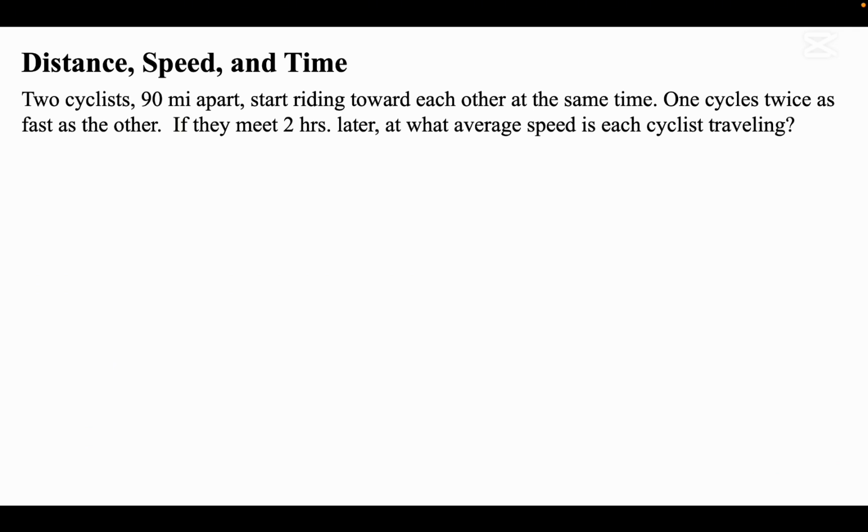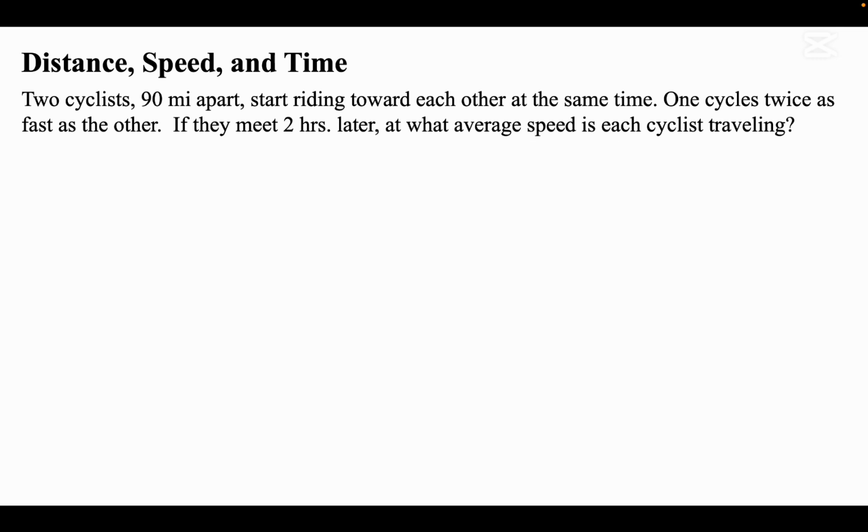All right, let's look at this example here. We have two cyclists that are 90 miles apart, and they start riding toward each other at the same time. One of the cyclists is going twice as fast as the other. If they meet 2 hours later, at what average speed is each cyclist traveling?